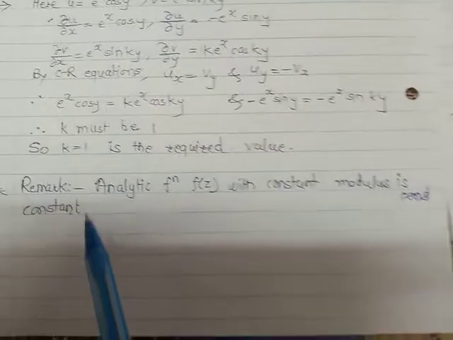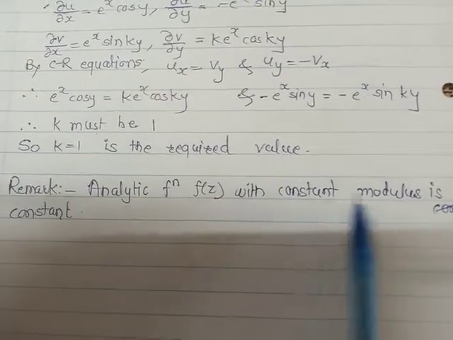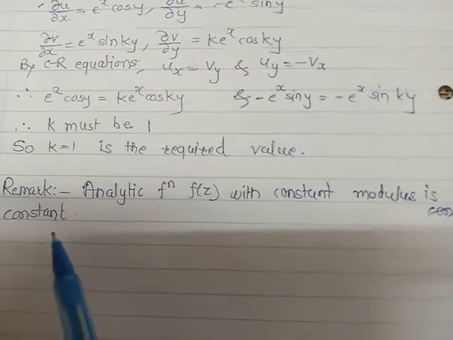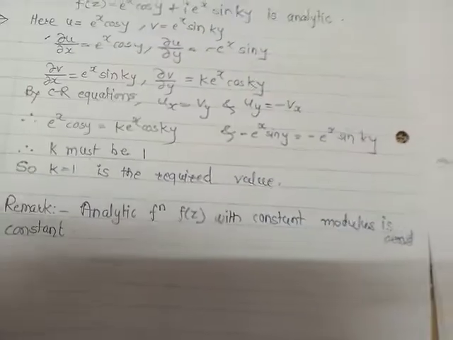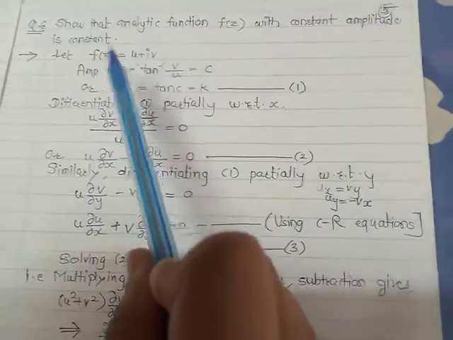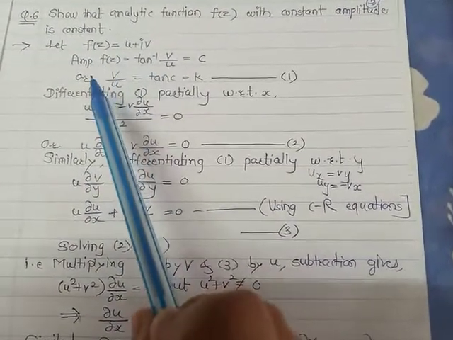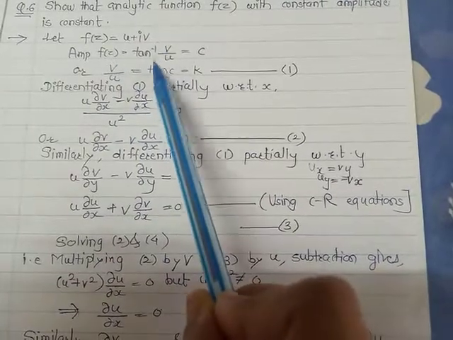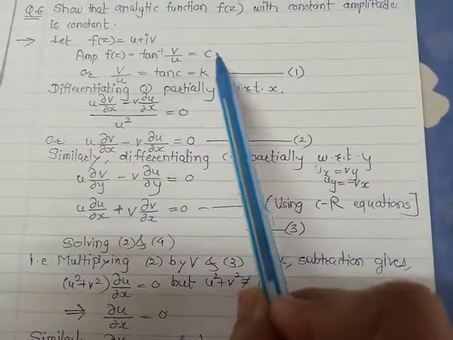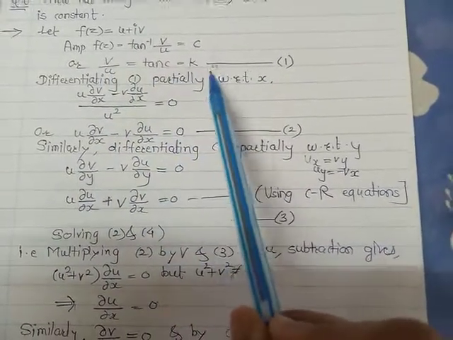Now a very important remark: analytic function f(z) with constant modulus is always constant. Next, consider the example. Show that analytic function f(z) with constant amplitude is constant. Let us consider f(z) is u plus iv. Amplitude of f(z) will be by definition tan inverse v by u equal to c, which is constant, or v by u is tan c equal to k. Let it be equation number 1.